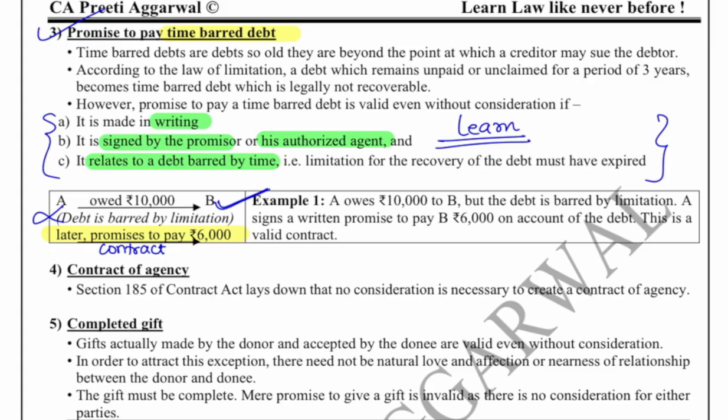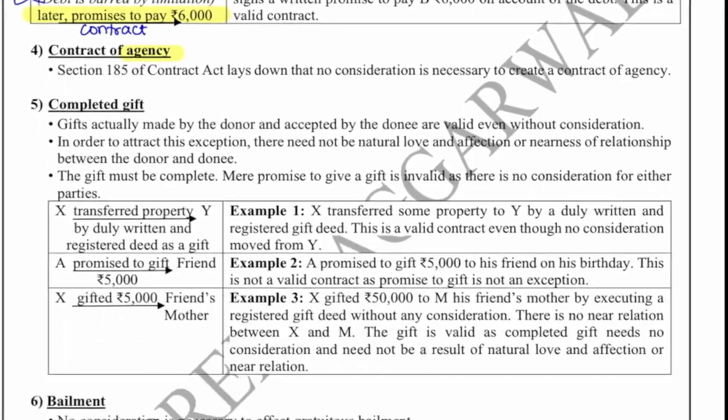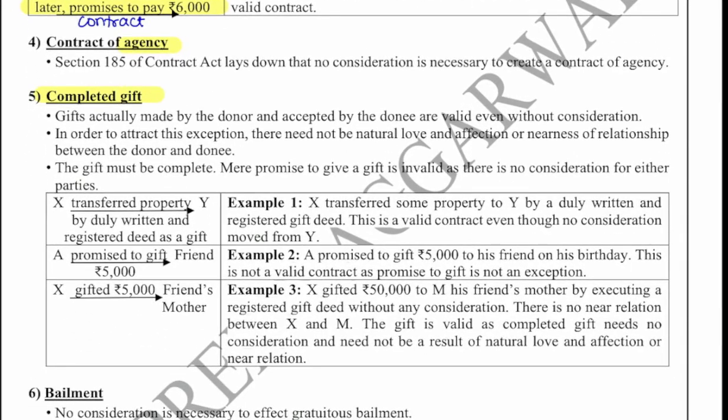Next we have contract of agency. No consideration, no contract is required to appoint an agent. Completed gift. Gift doesn't require consideration because you cannot ask for return gift, no? Yeah, we do ask, but you cannot. Completed means that I have given a gift.